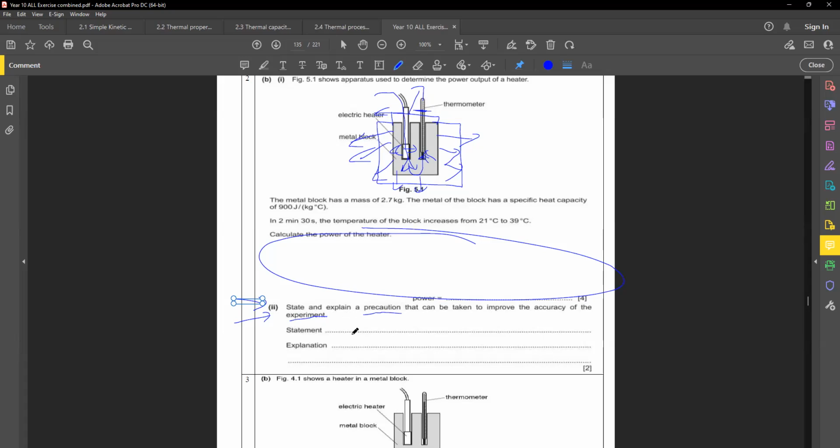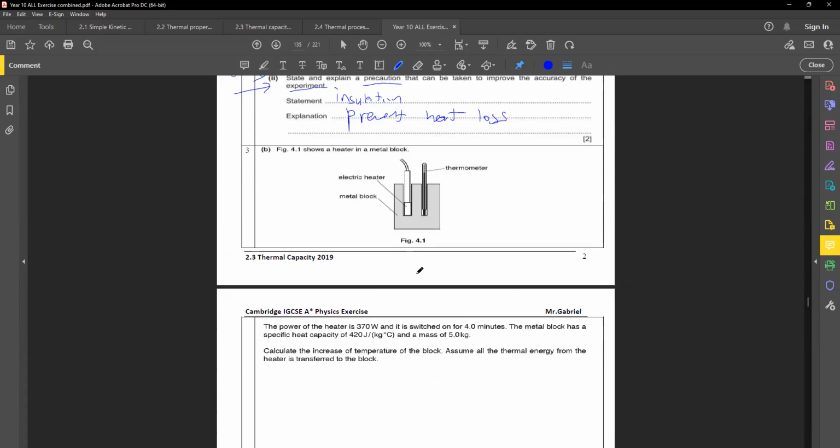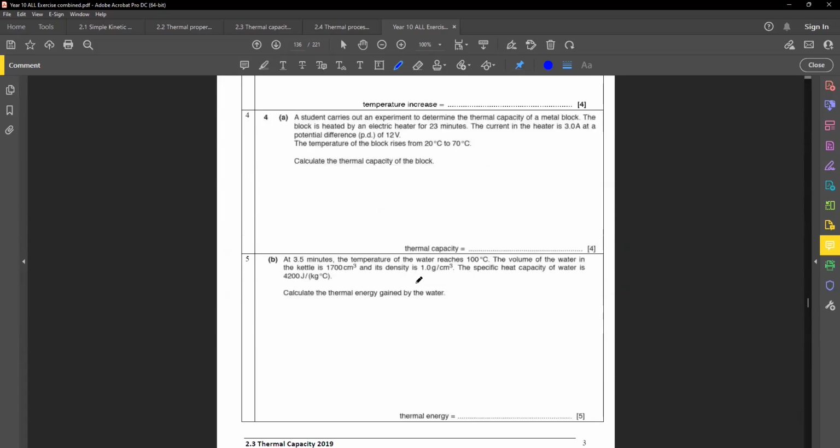Now, very, very important. We add insulation here, and the explanation is to prevent heat loss, guys. It's always to prevent heat loss to the surrounding. Very, very important. You'll definitely see this in your exam. Oh, maybe not.